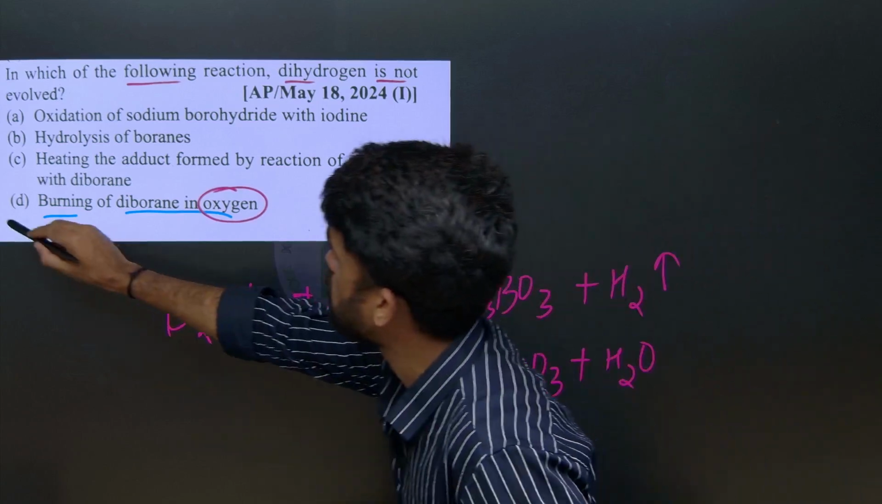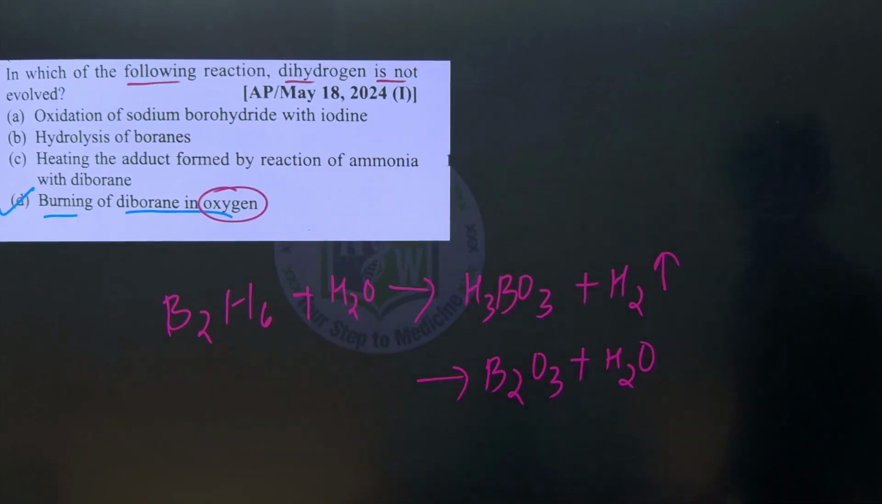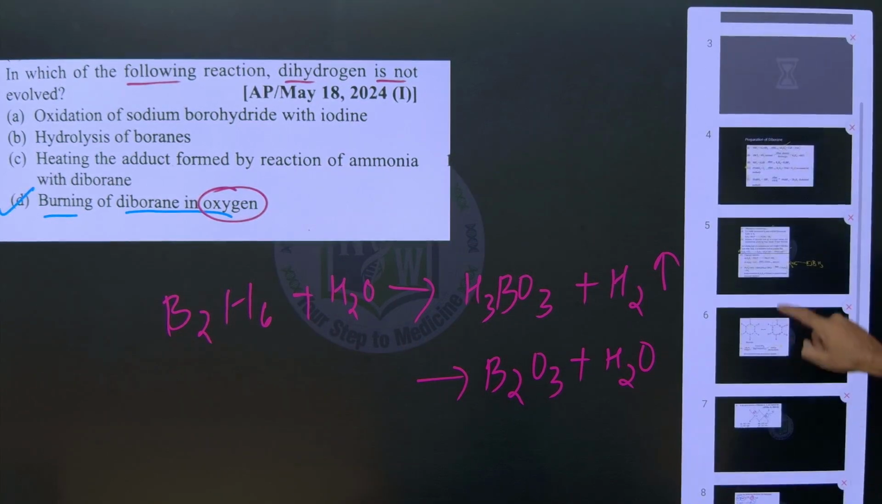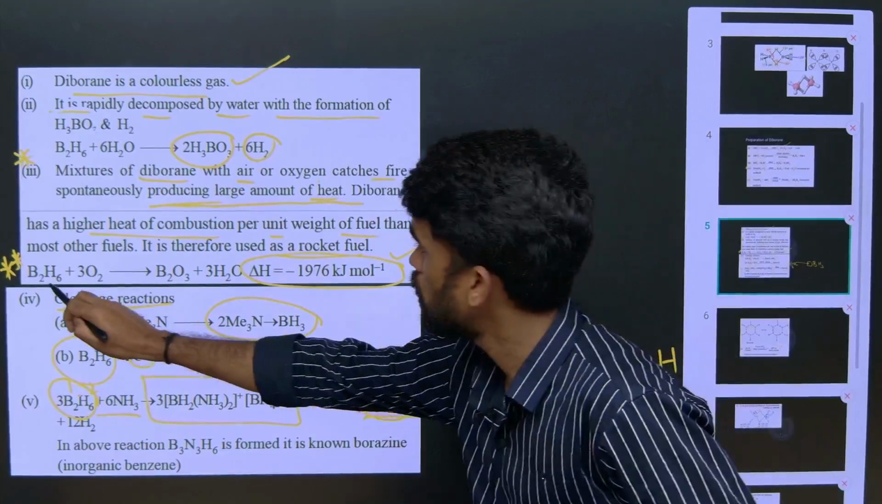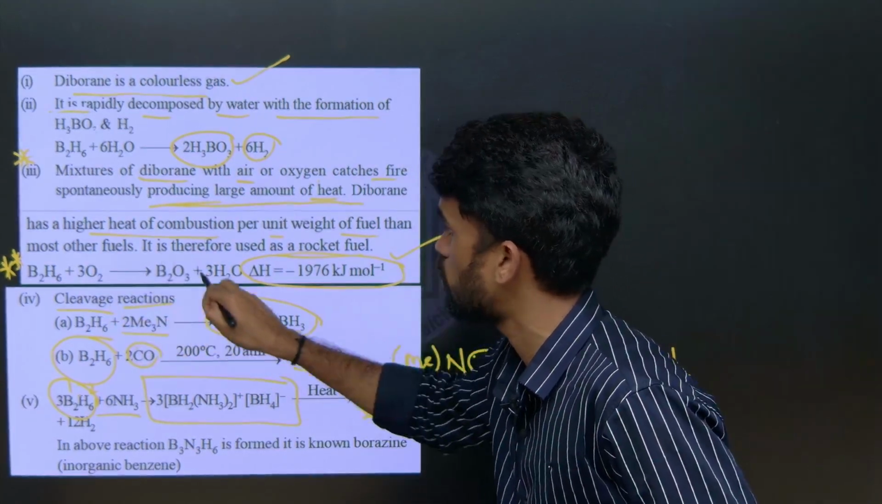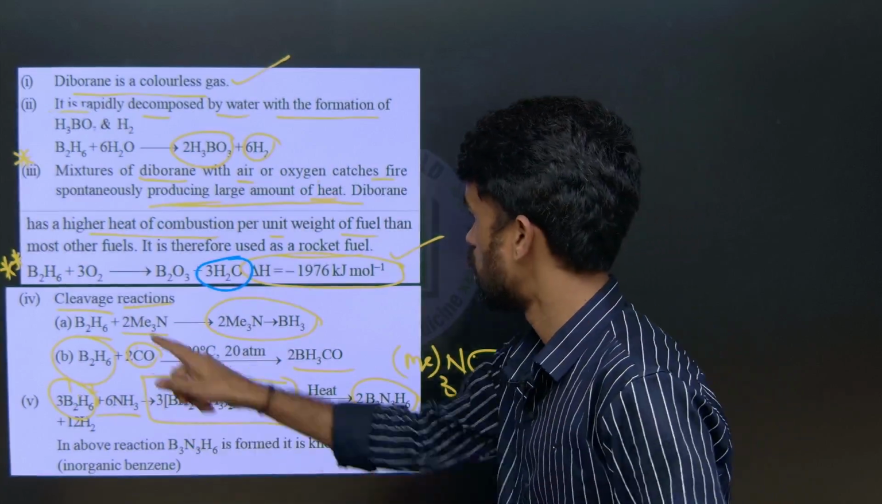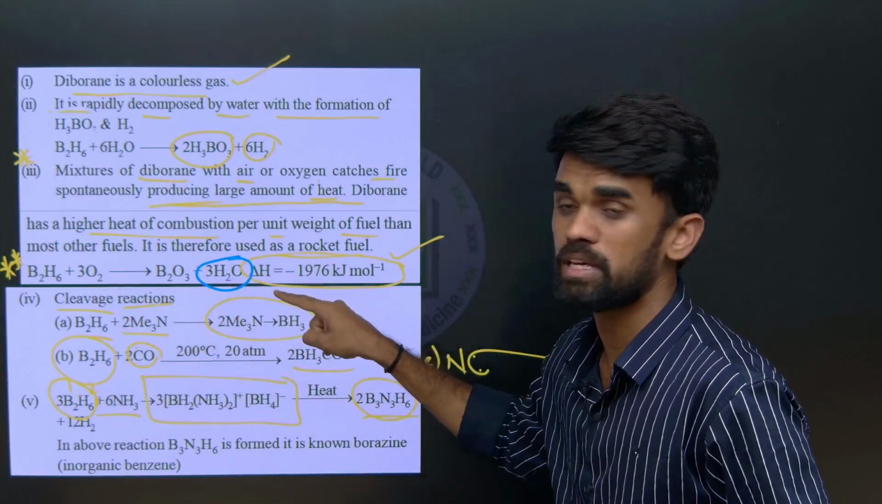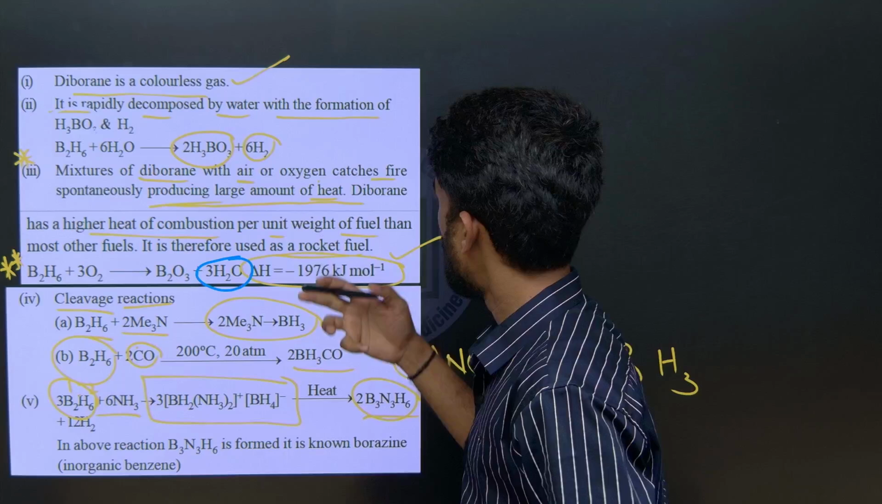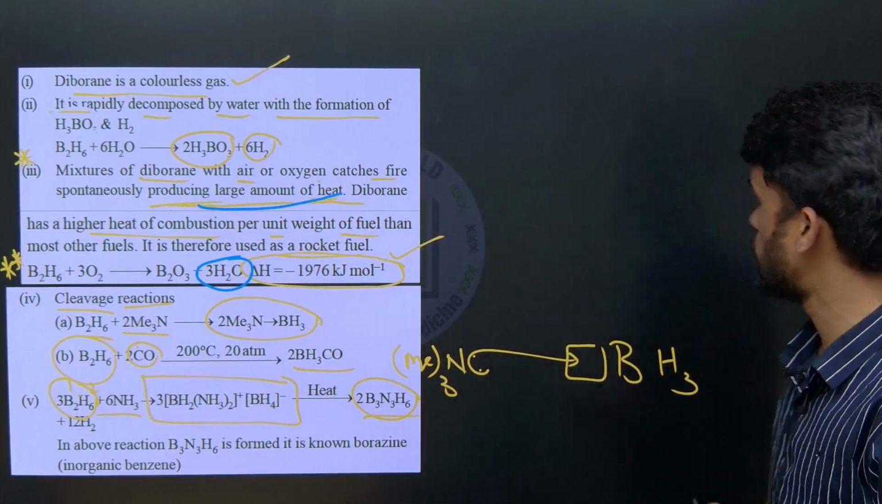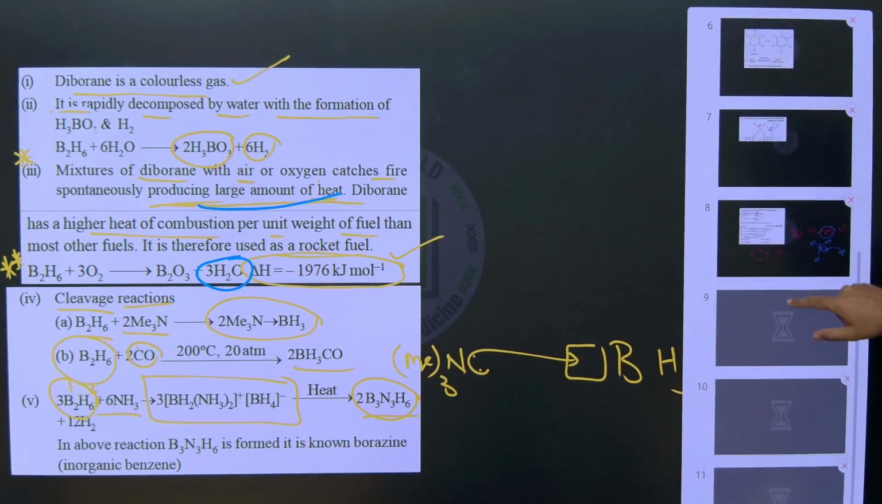Therefore I can choose option D. You can go with this explanation. B₂H₆ with oxygen produces B2O3 and H2O, but not hydrogen gas. We have seen it is highly exothermic and used as a fuel because a high amount of heat is released during the process. That is the application here.